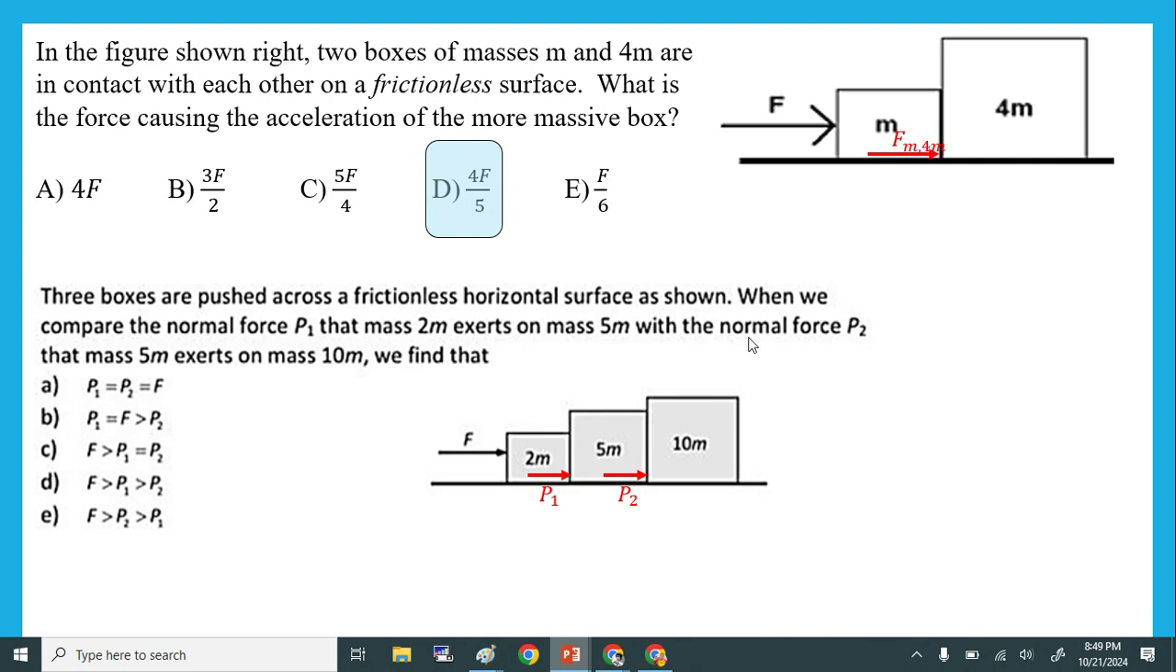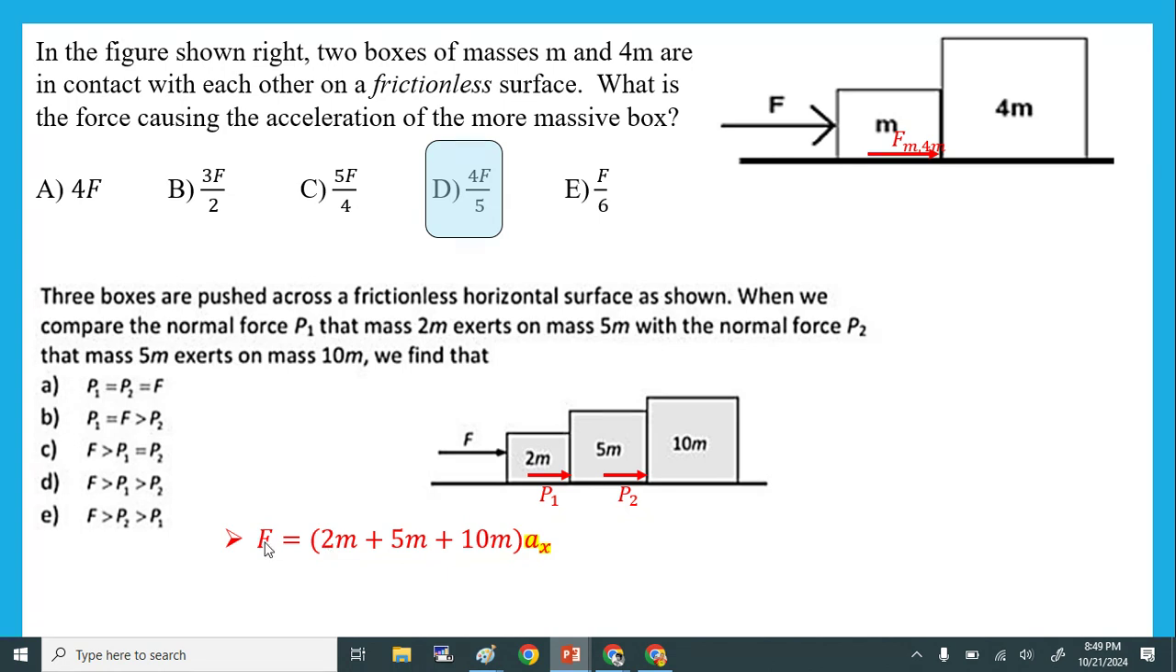Again, in this particular problem the normal force is the contact force, P2, that mass 5M exerts onto 10M. So 5M is going to push 10M. That's P2. And it says, which of the following statements is true. So I'm just going to use common sense and select choice D. If you look at it, the force F is pushing 2M, 5M, and 10M, so it's pushing the whole entire system.